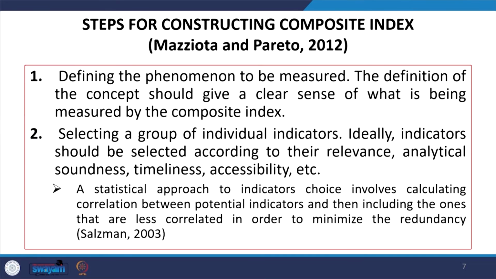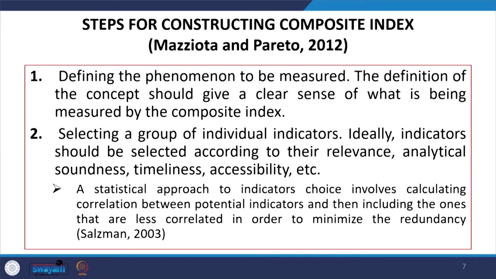There are different steps involved in constructing a composite index, as suggested in the Mazziotta and Pareto 2012 paper. First of all, defining the phenomenon that is to be measured. The definition of the concept should give a clear sense of what is being measured by the composite index. Then selecting a group of individual indicators, where we need to take care of their relevance, analytical soundness, timeliness and accessibility, etc.